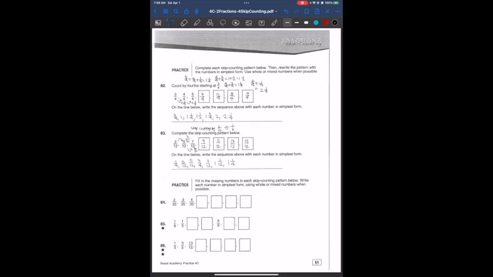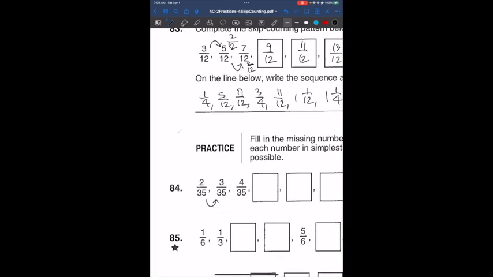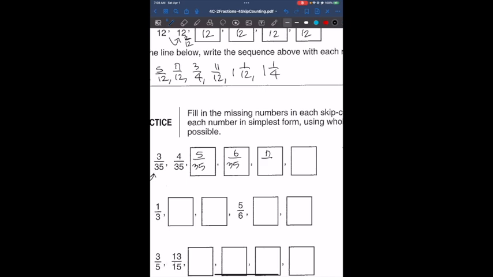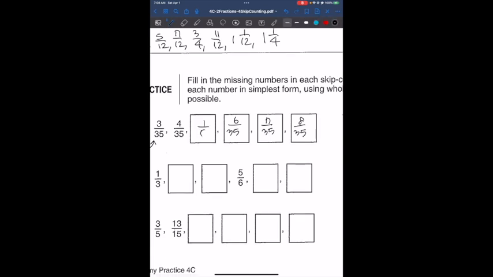Now we're going to take a look at problem 84. And so the denominator stays the same, 35, and the numerator changes by 1. So we know that we're skip counting by 1 over 35. And so it's going to be 5 over 35, 6 over 35, 7 over 35, and 8 over 35. And it says to write in the simplest form. So we know that 5 over 35 can be written as 1 over 7. And 7 over 35 can be written as 1 over 5.